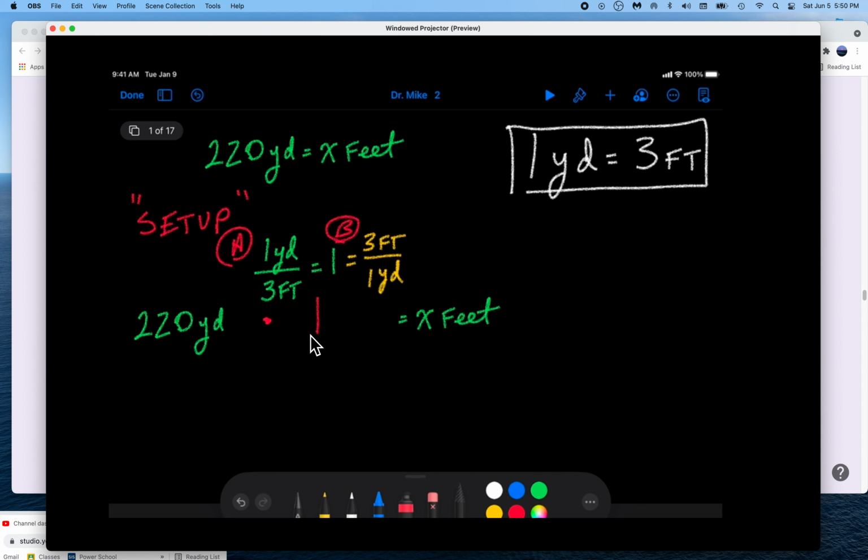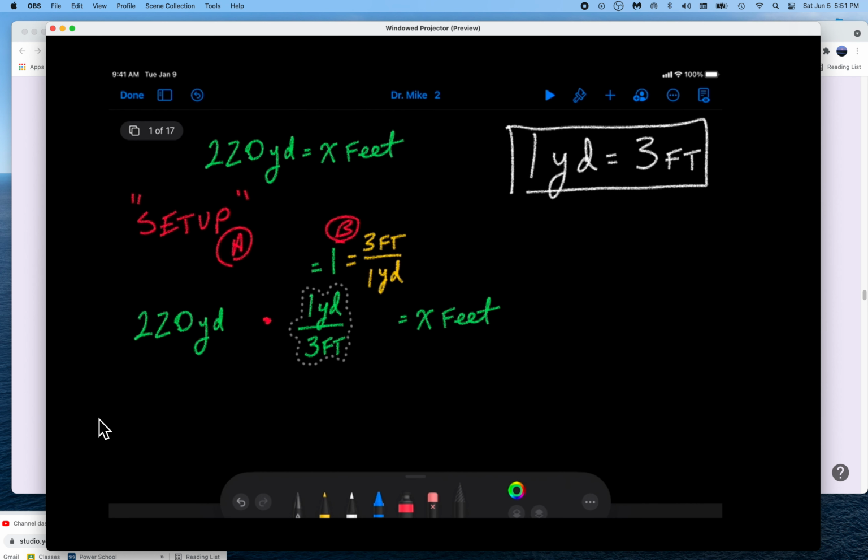Look what's going on here. We want to end up with feet. We want to get rid of yards. Which one of these two will accomplish our goal? Let's do both of them. Let's bring version A in here. See where that takes us.